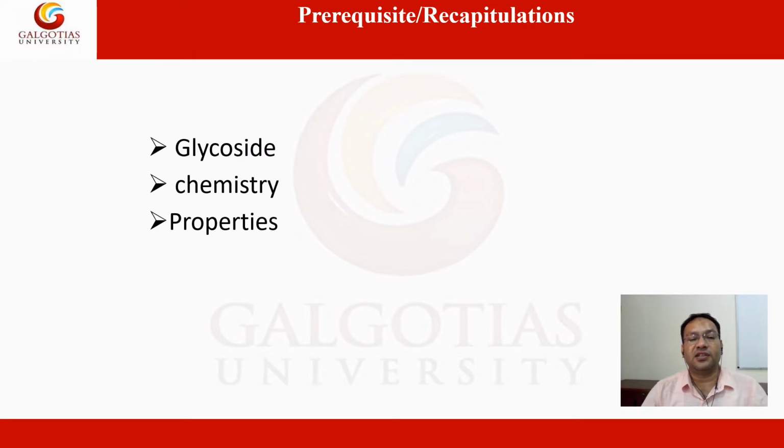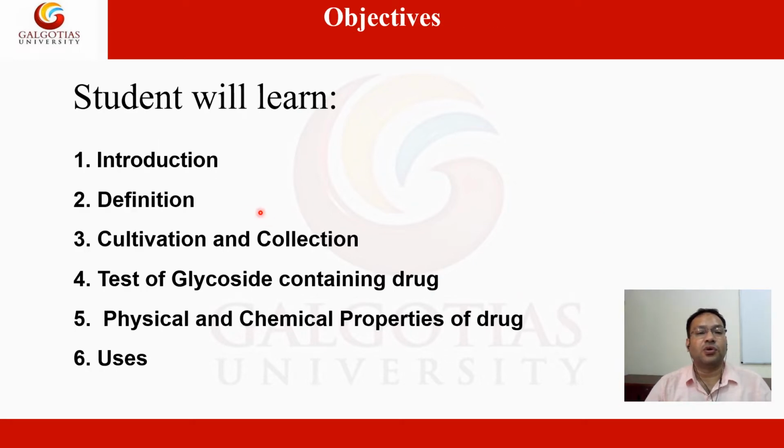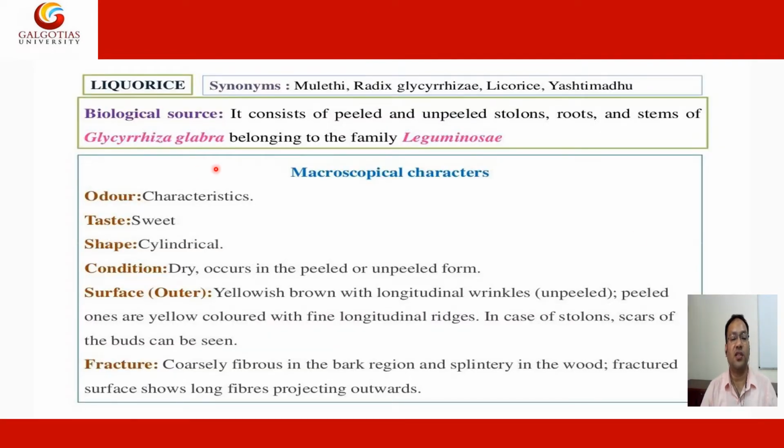In this you will study the glycoside containing drugs, their chemistry, their properties and uses. So a student will learn the introduction, definition, cultivation and collection, tests of glycoside containing drugs, physical and chemical properties of the drug and their uses. So the first drug in this is Liquorice.